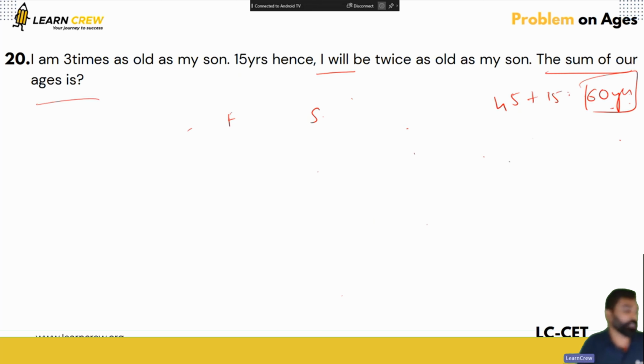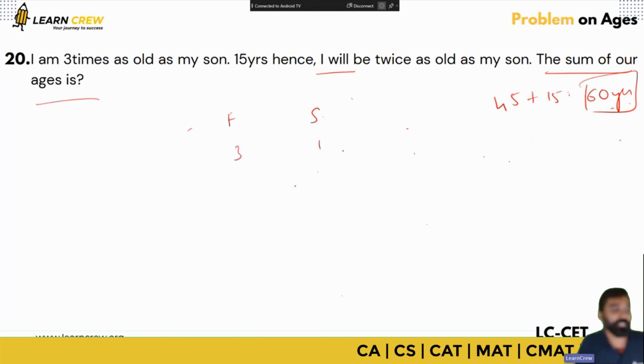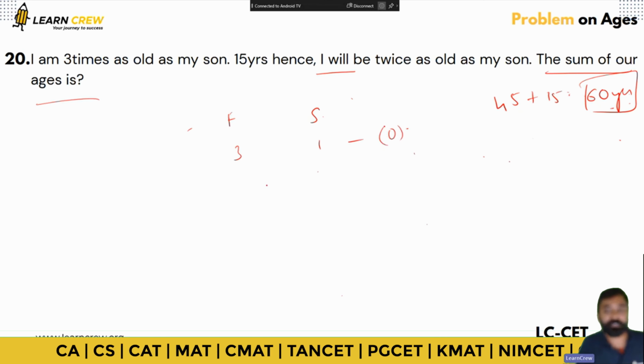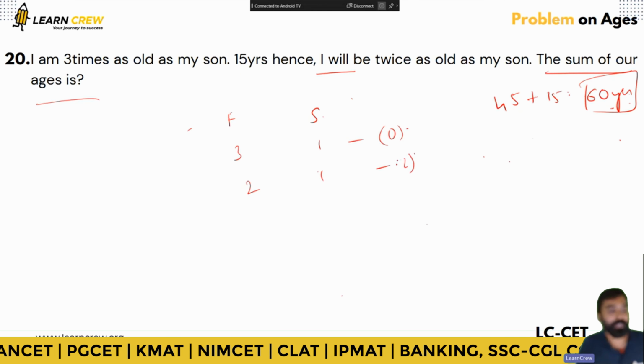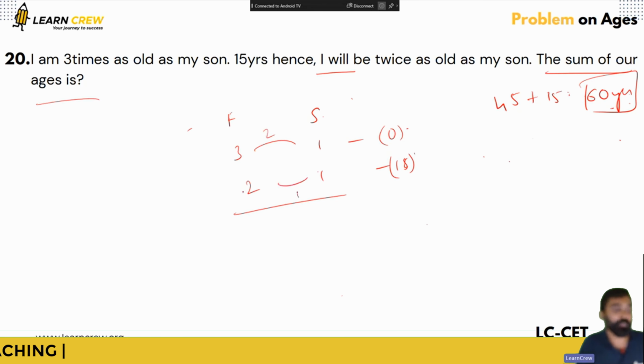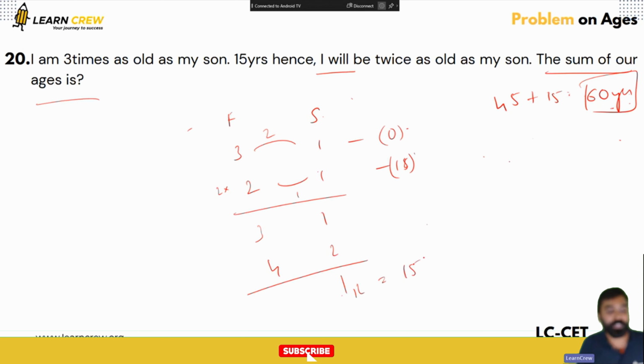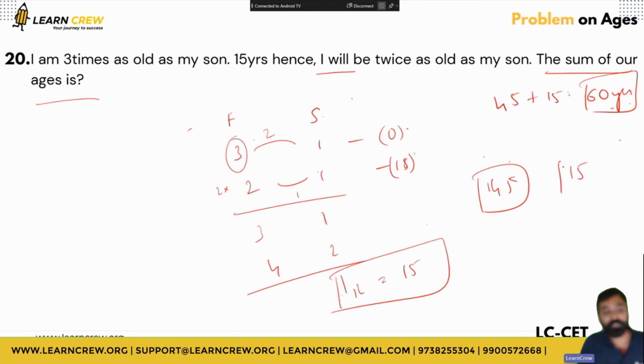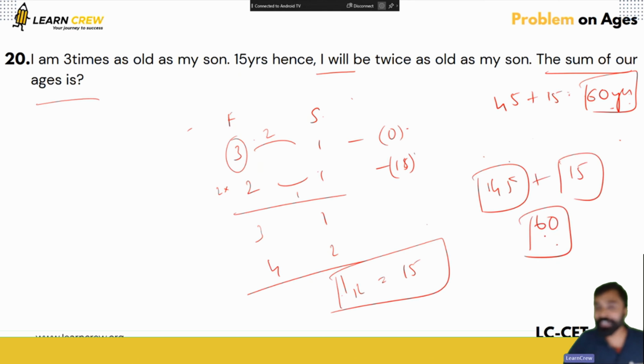See, the present age is going to be in what? What's the present age? 3, 1. What's the age after 15 years? This is present. After 15 years, it's 2, 1. Difference over here is 2, difference over here is 1. So obviously you need to multiply this here. This becomes 3:1 and 4:2. This becomes difference is a single ratio equal to 15 years. If single ratio is 15 years, 3 will become 45 years and 1 will become 15 years. So 45 plus 15 will give it. Anyways, you'll get the answer.